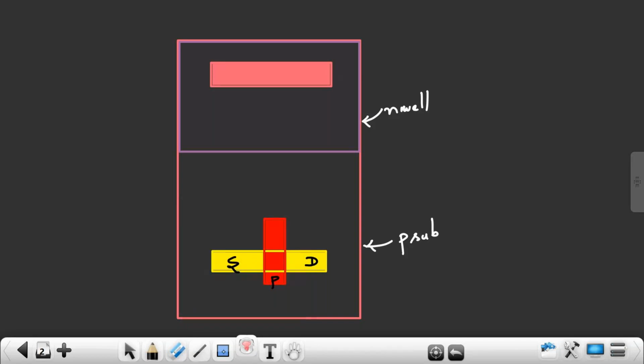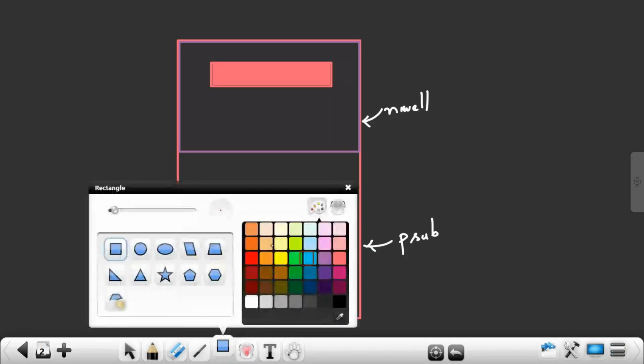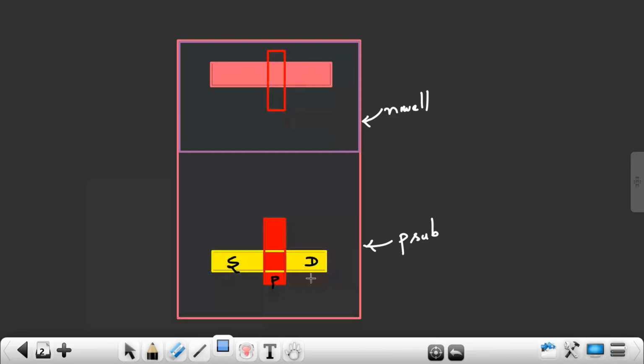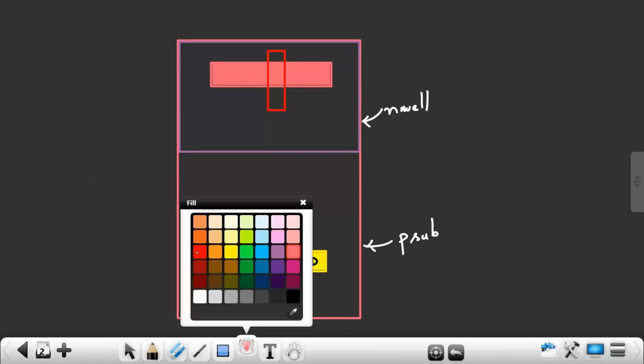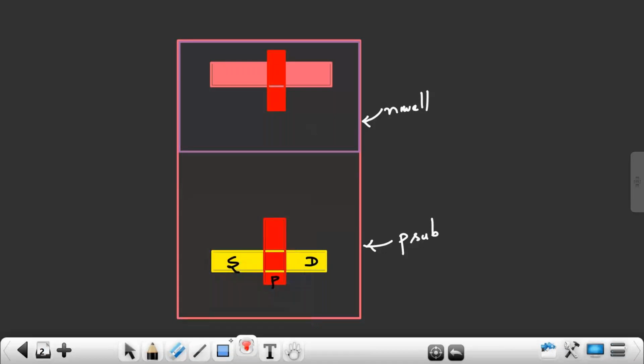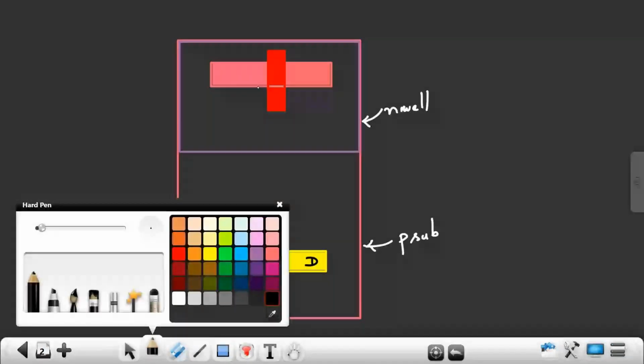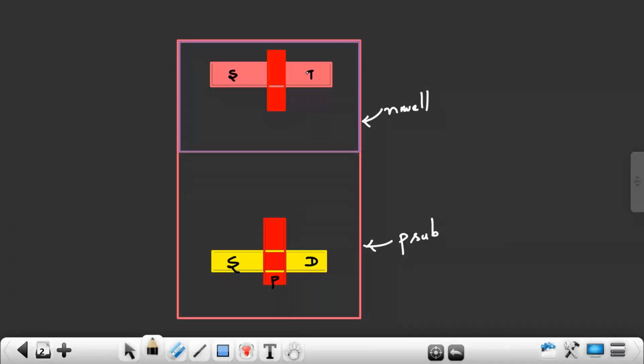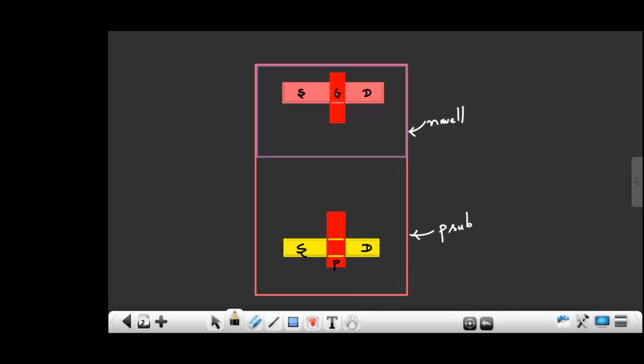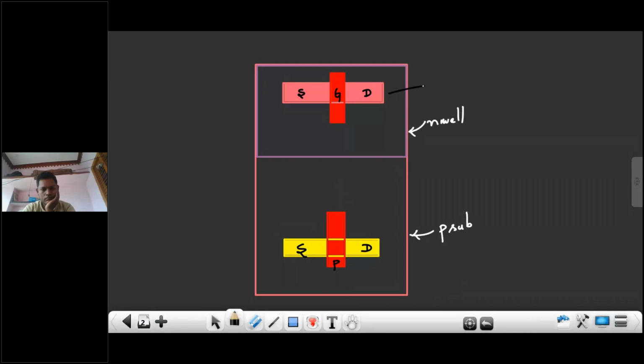So in between, this is my polysilicon. This is source, this is drain, and this is the gate of my PMOS. This is PMOS, and this is NMOS.